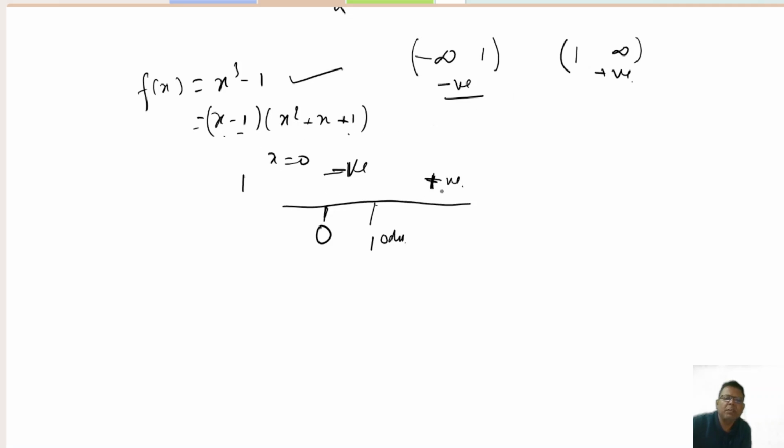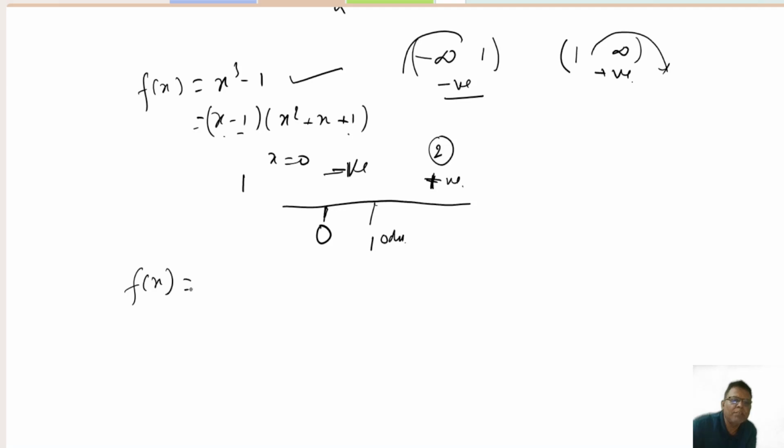You can verify it by taking one value in each interval. Taking 2, 2 to the power 3 is 8, minus 1 is 7, which is positive. Taking minus 1, minus 1 minus 2 is negative. So whatever value we take in the left interval, it will be negative, and whatever value we take in the right interval, it will be positive. Let us see another example.